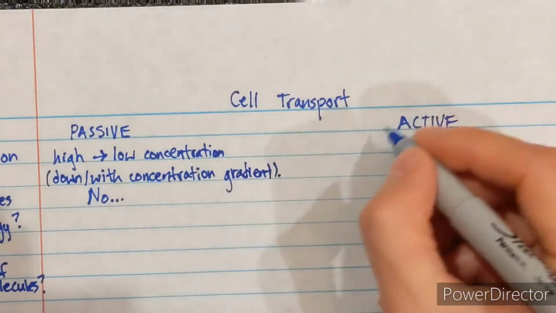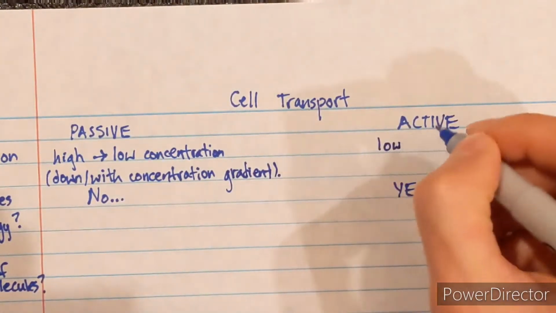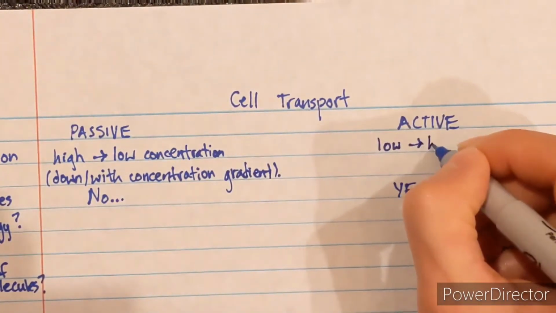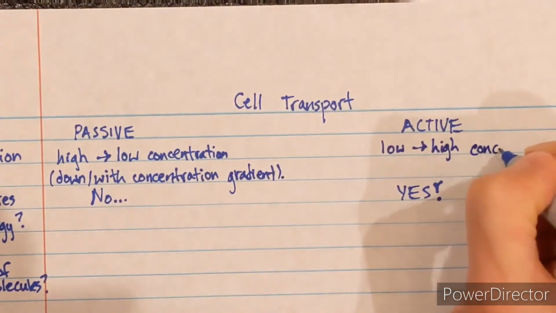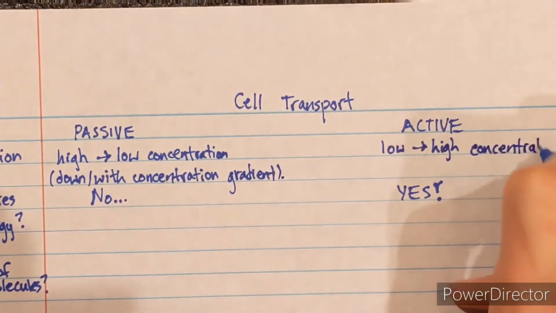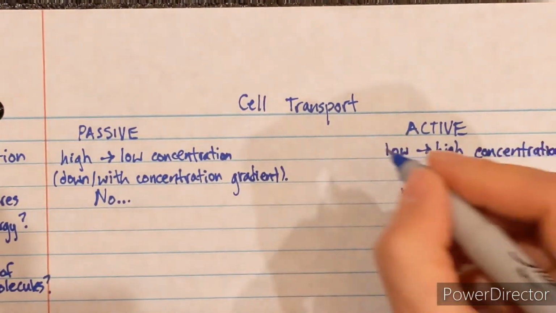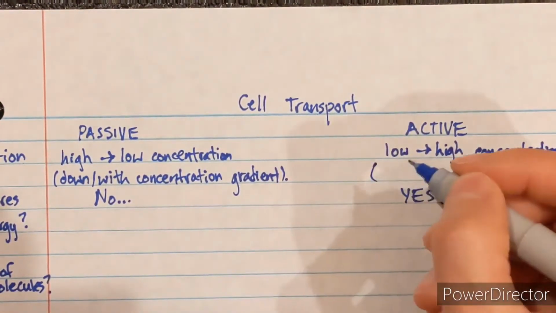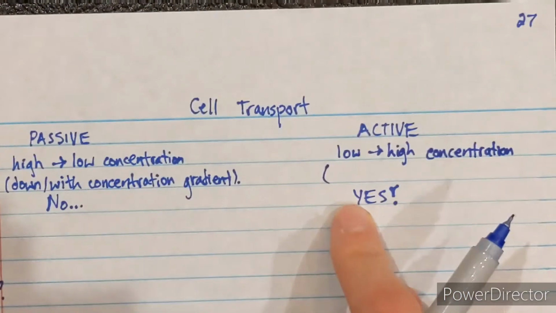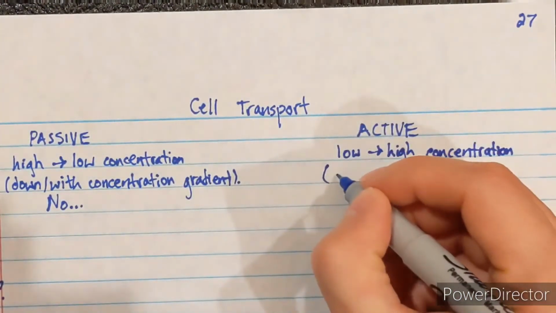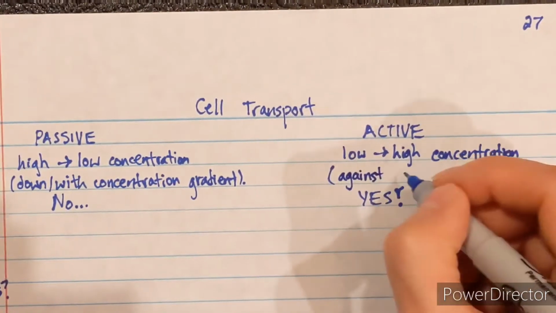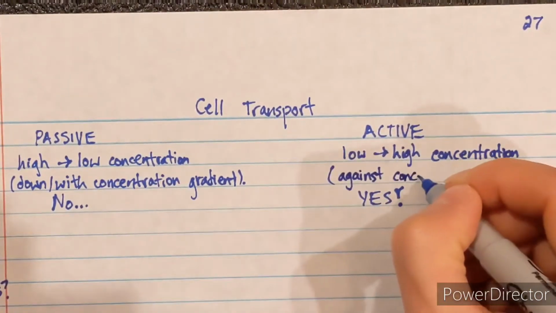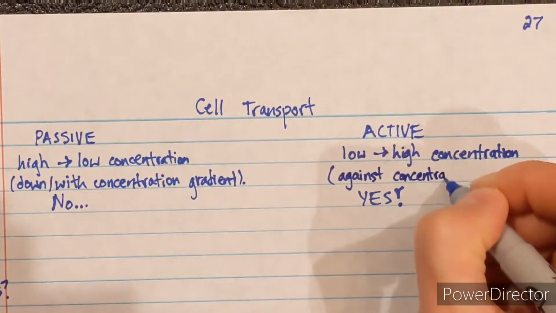Active, on the other hand, is the opposite. It's going to be moving from a low concentration to a high concentration. Highly unnatural movement for particles. Since this is highly unusual, it requires energy to pump them across the membrane, and this is something we're going to call going against your concentration gradient, since you're fighting so hard to force molecules against their natural flow.